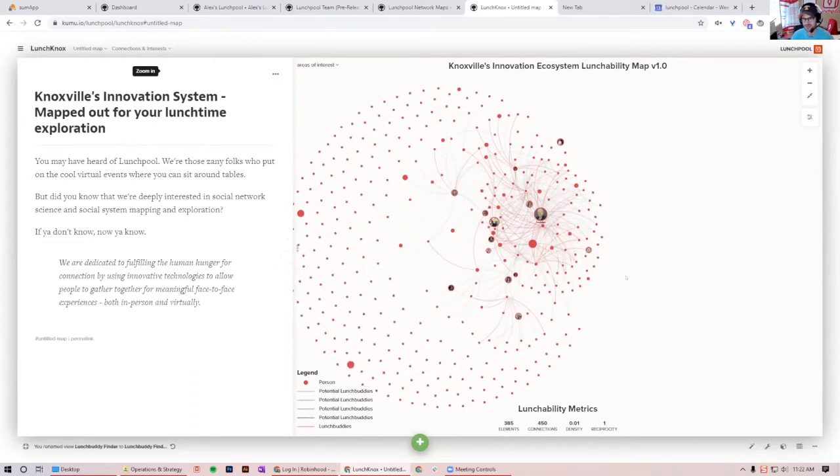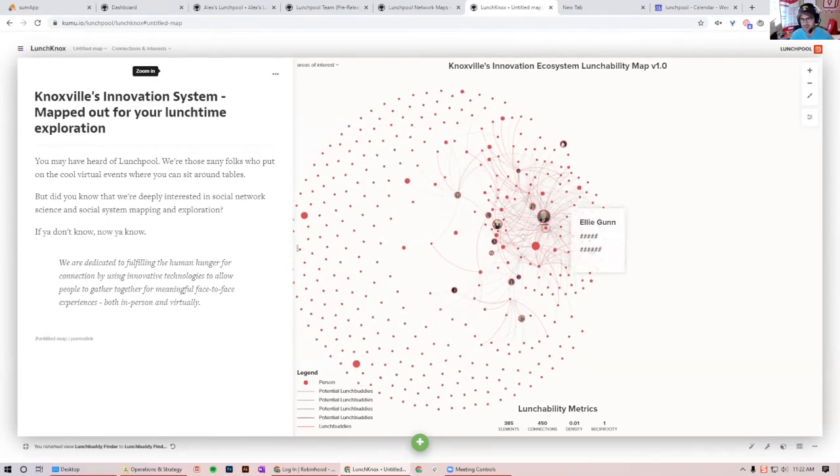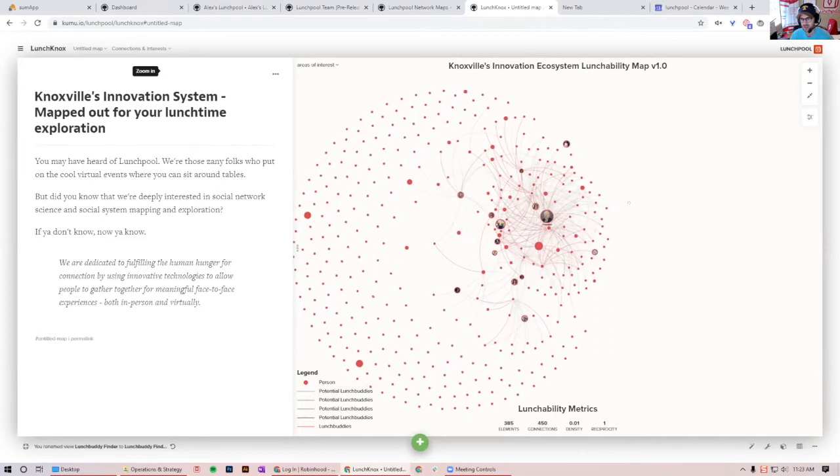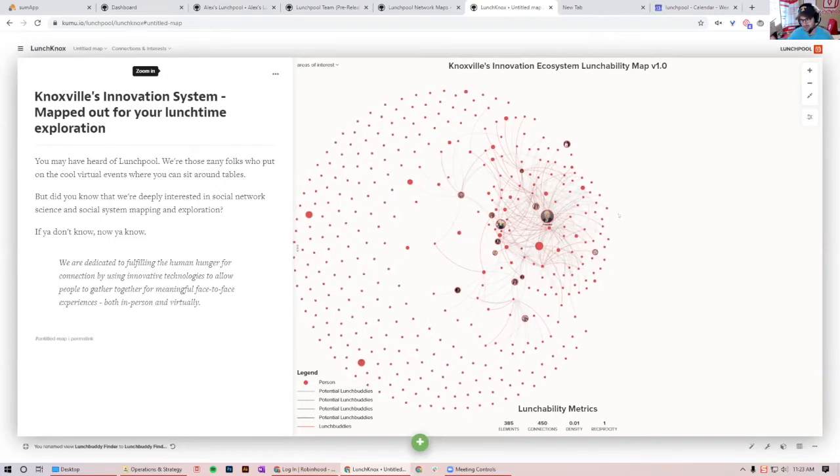My wife is at the University of Tennessee, so we moved here not too long ago. And this map even helps me to know who can I lean on to help with this specific project.